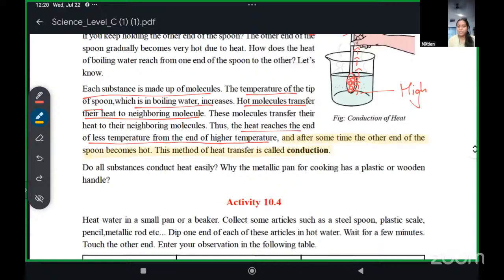Conduction. You must have heard this term a lot. Good conductors, conduction. This is conduction.